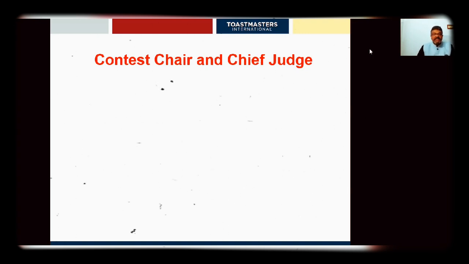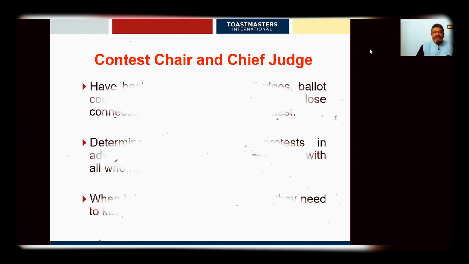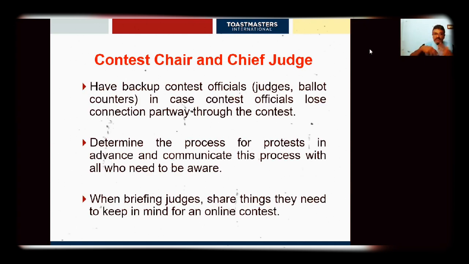When briefing judges, share things they need to keep in mind for an online contest. So what are the things? When a speech is on, the judges should not time the speech. Correct? They should not be timing the speech. So make sure that in an in-person meeting as well as in an online meeting, no timing of speeches, and the halo effect, the reverse halo effect, all these kinds of things can be inculcated once again or reiterated to the voting judges by the chief judge.